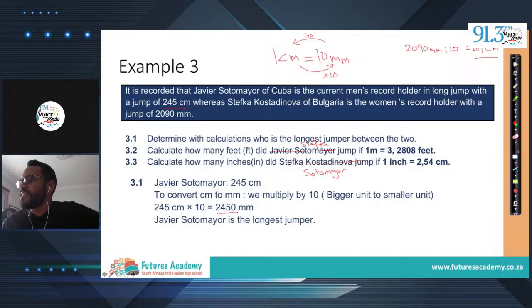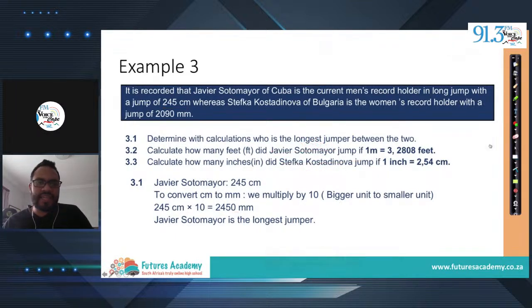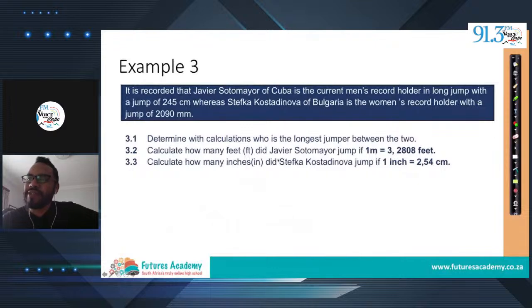Okay, we've got a few minutes left. Let's see what we have coming up. Sorry, we still have 3.2 and 3.3. Calculate how many feet Javier Sotomayor jumped if 1 meter is 3.2808 feet. Now, clearly, there's more feet in 1 meter.